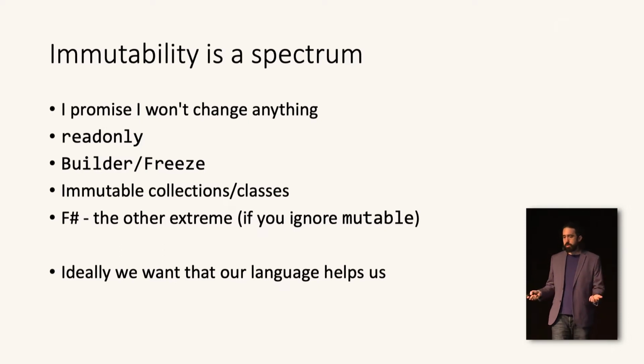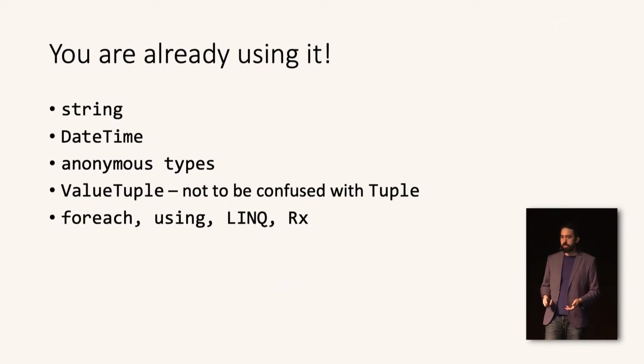Then you have the immutable collections, which comes with the base class library in C#, or you can just switch to F# and get it for free, because there you have to say you want mutable code when you want to have mutable code. So ideally, we want our language to help us do this.